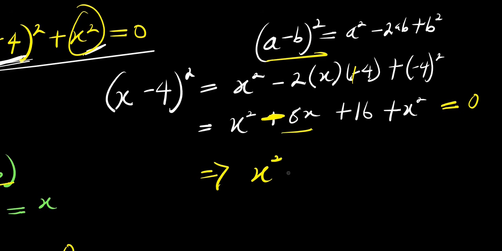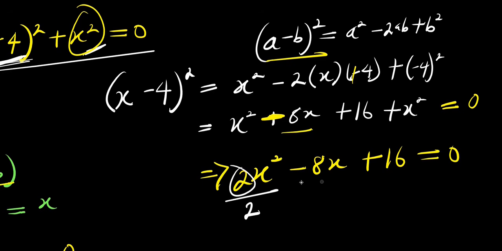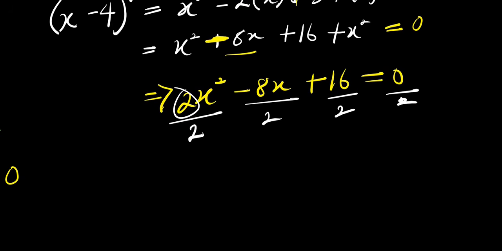So at this point, this implies x squared plus x squared, that is 2x squared, minus 8x plus 16 equals 0. We can divide by 2, which is the coefficient here. Divide this by 2, divide this by 2, divide this by 2. So from here, what we are going to have is x squared minus 4x plus 8 equals 0.